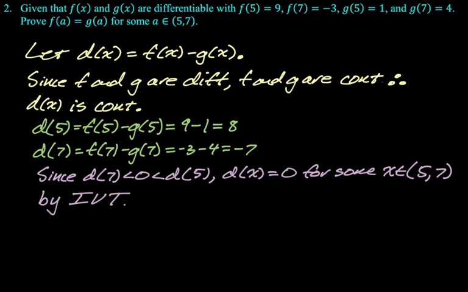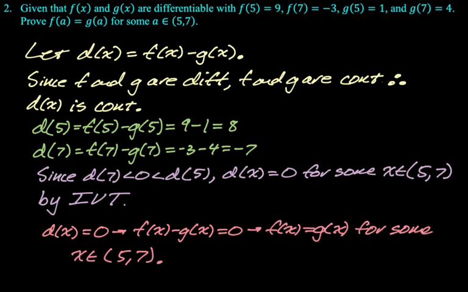All right, so now I need to show that because d of x is 0, f of x equals g of x. So d of x equals 0 means that f of x minus g of x equals 0, because that's what d of x is, which means that f of x equals g of x for some x in between 5 and 7. So that's a good problem, pretty common. Not super, super common, but when it shows up, you should just know how to solve it immediately.